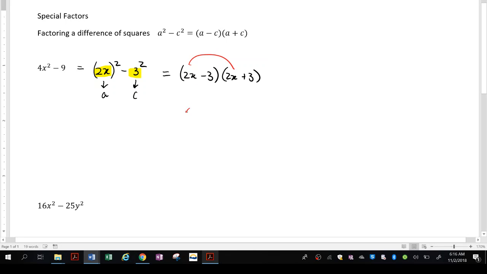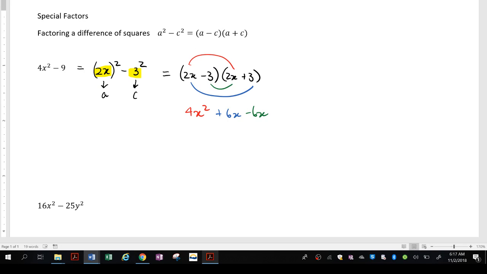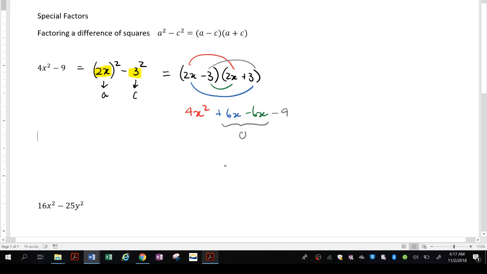So here this gives us 4x squared plus 6x minus 6x and then minus 9. Now you notice with these two middle terms here, they cancel out. So we have a plus 6x and a minus 6x, and that just gives us 0 and leaves us with 4x squared minus 9, which was what we started with.